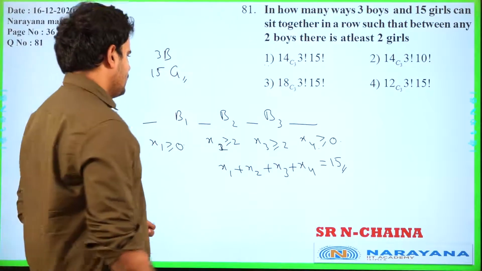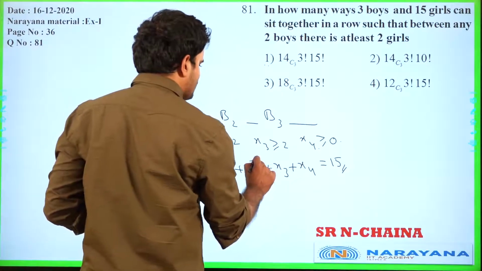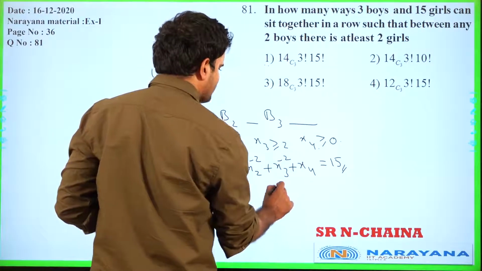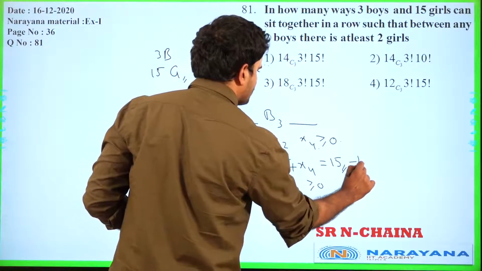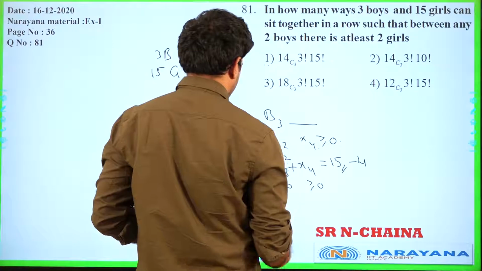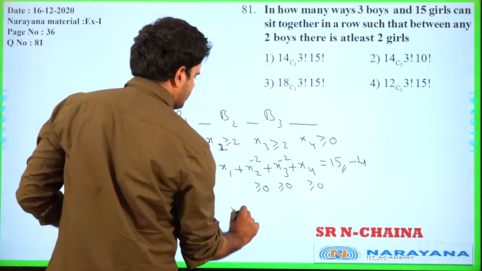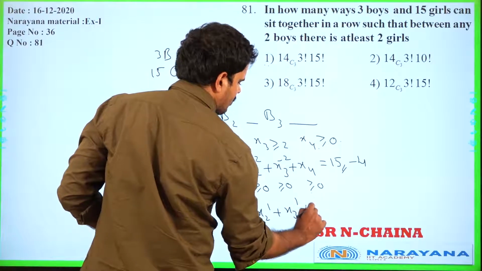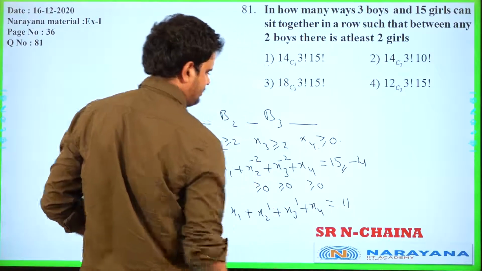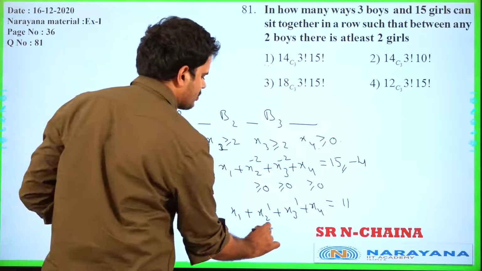So here people, I will subtract 2 here, I will subtract 2 here. Then this one also becomes greater than or equal to 0, so minus 4 it becomes. So x1 plus x2 dash plus x3 dash plus x4 equal to 11. And each one is greater than or equal to 0 people. So happy.